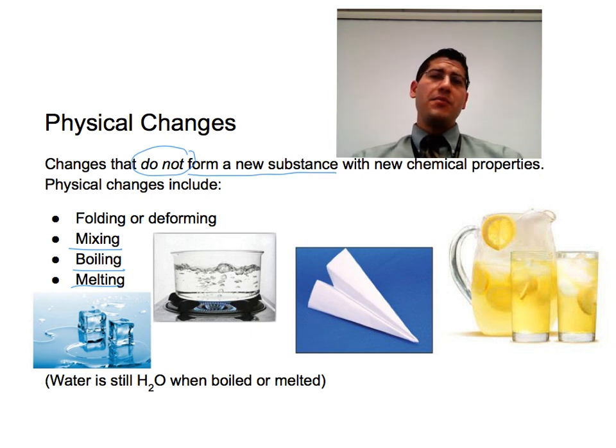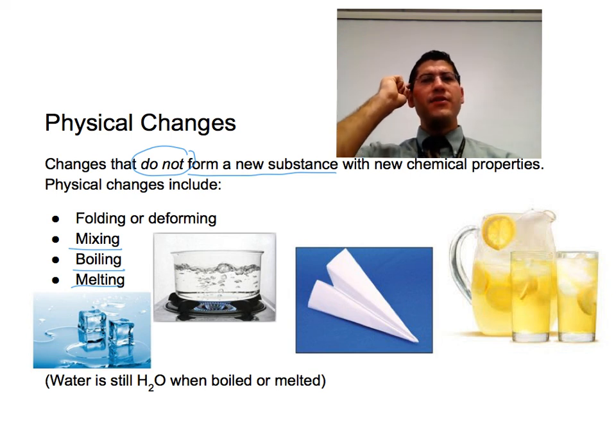If you take an ice cube and melt it, you change one of its physical properties, its state of matter. It goes from a solid to a liquid, but you are not producing a new substance. The water is still water when it melts. It still has the same chemical properties, and it has many of the same physical properties. So don't confuse mixing or dissolving, melting or boiling as a chemical change.